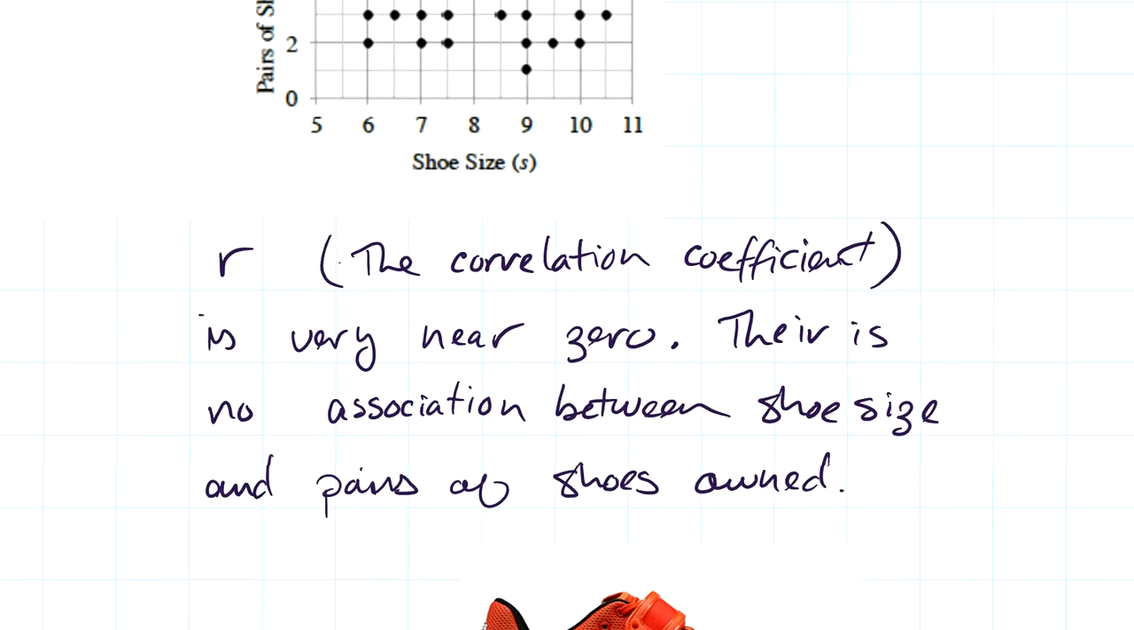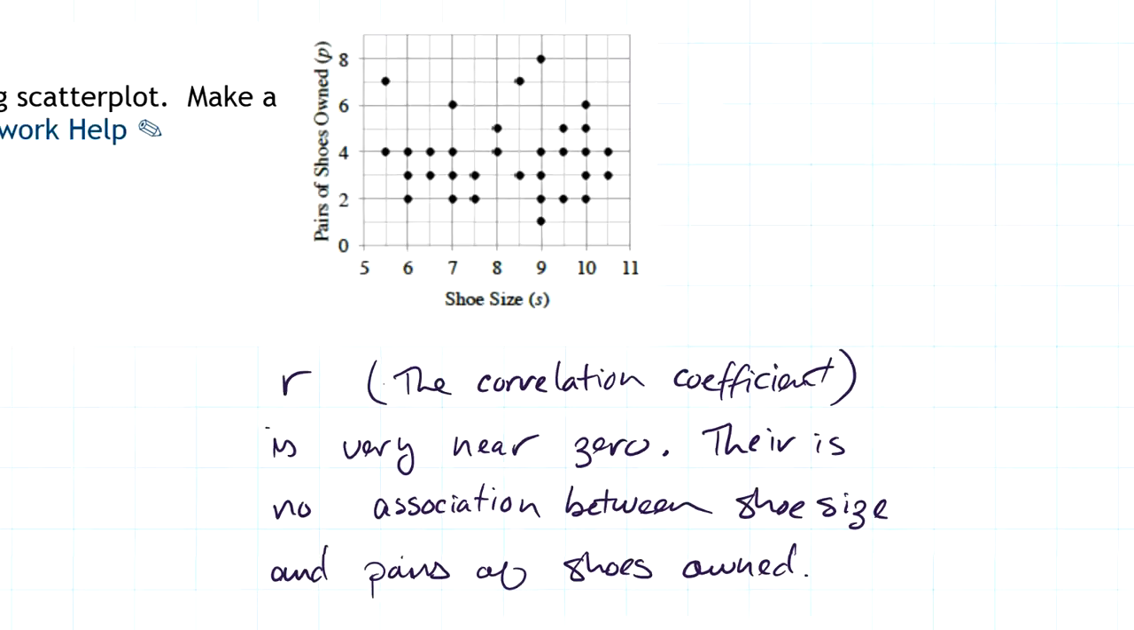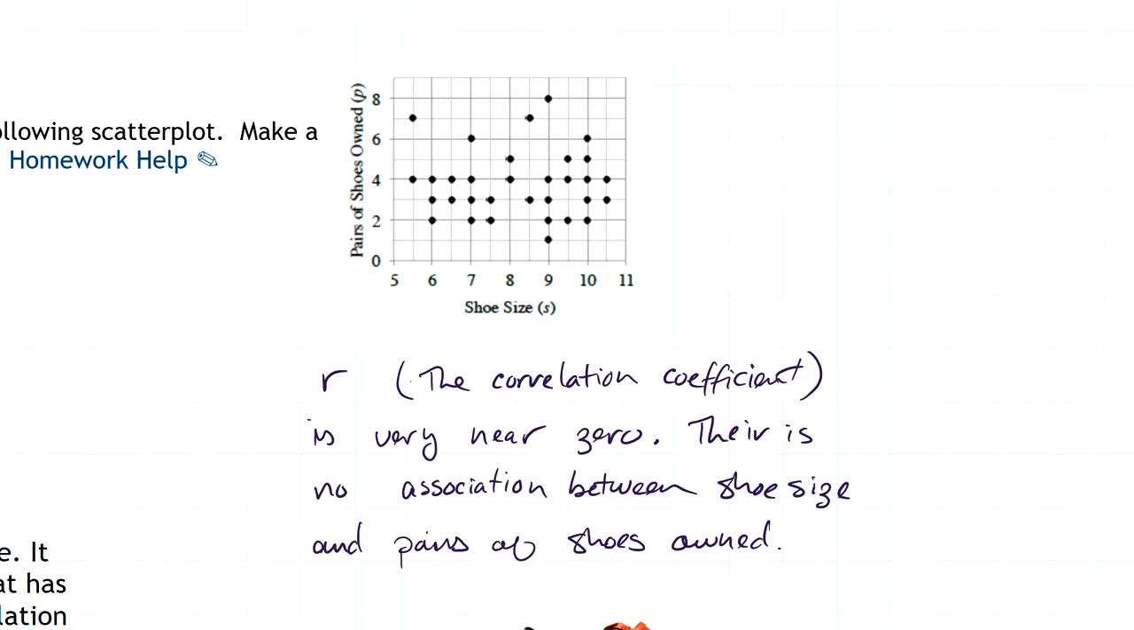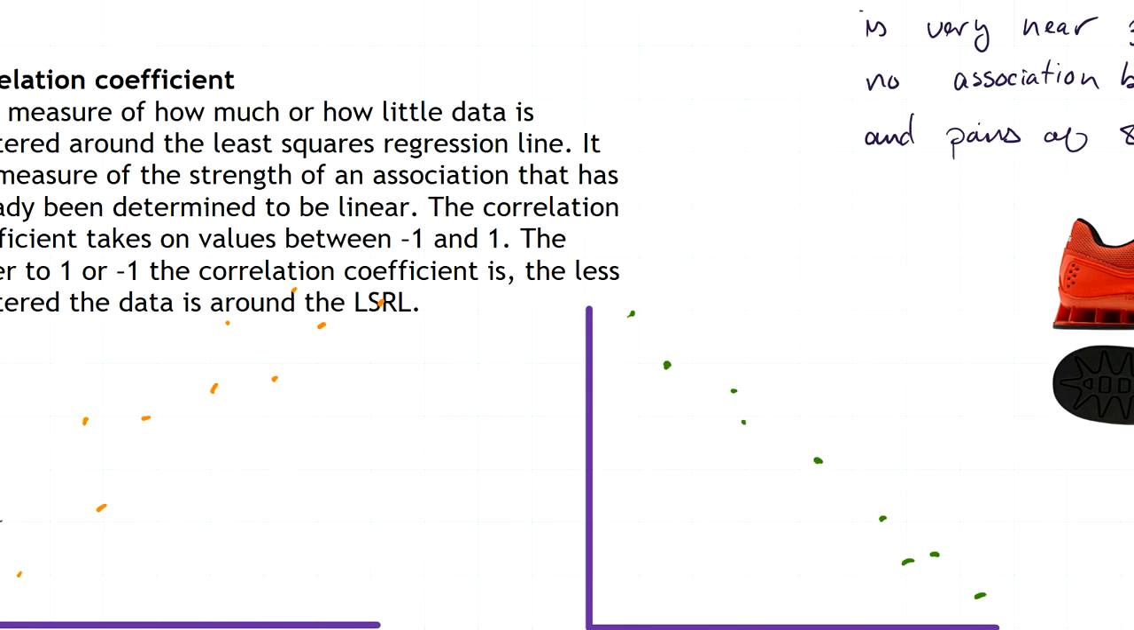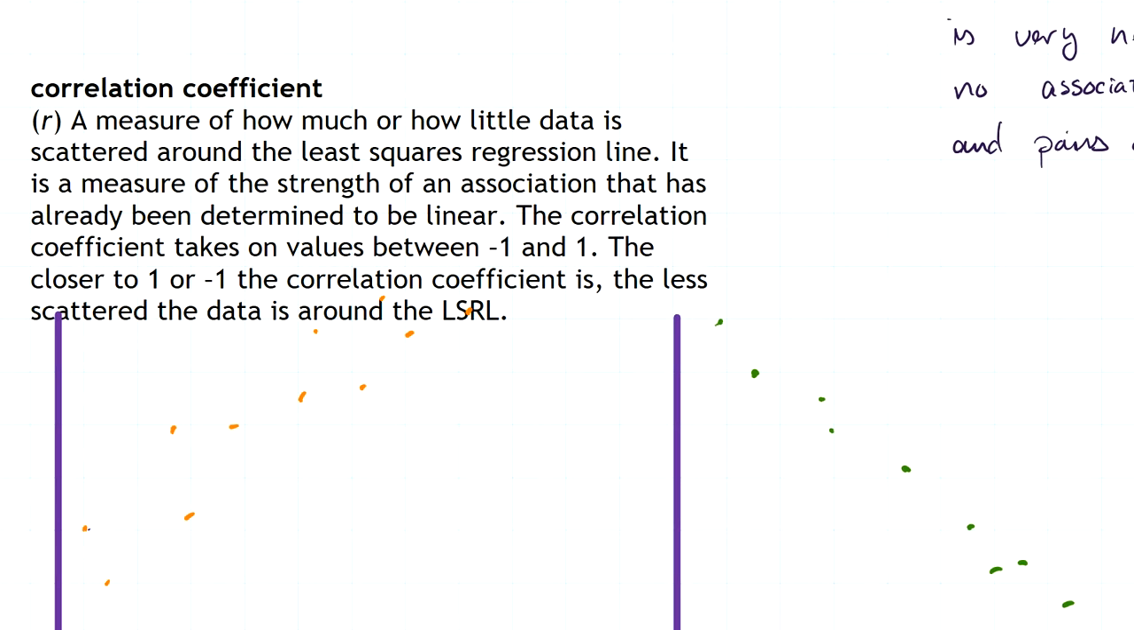So I would say the correlation coefficient is very near zero. In fact, just looking at that scatter plot, I don't see any trend line at all. There's no association between shoe size and the pairs of shoes owned. And I just want to come over here and review correlation coefficient, what that is, right?